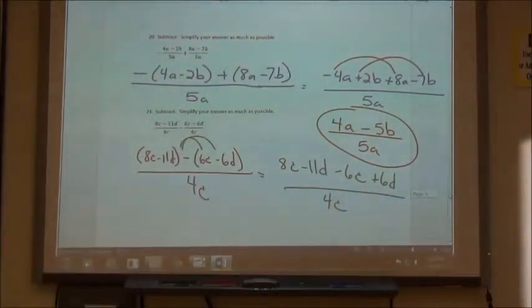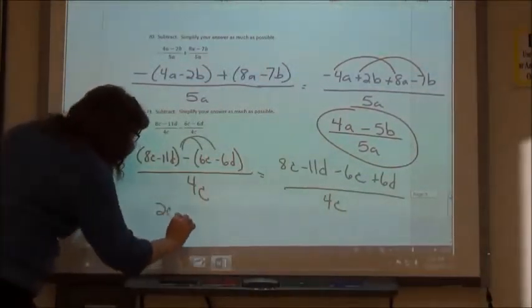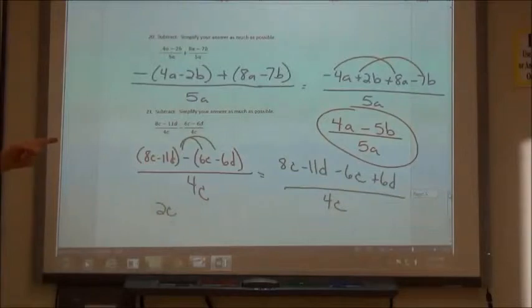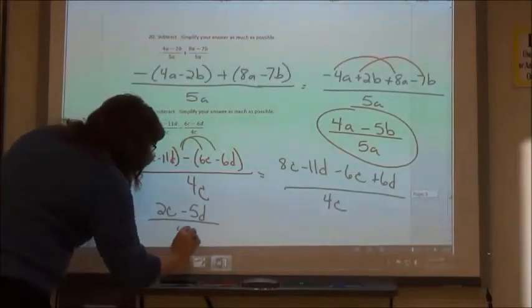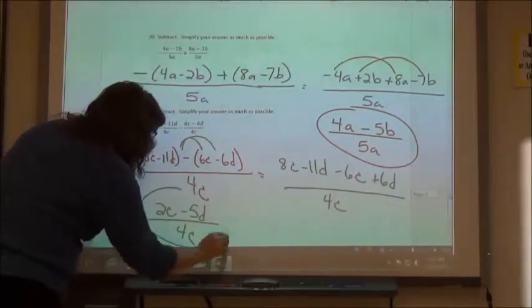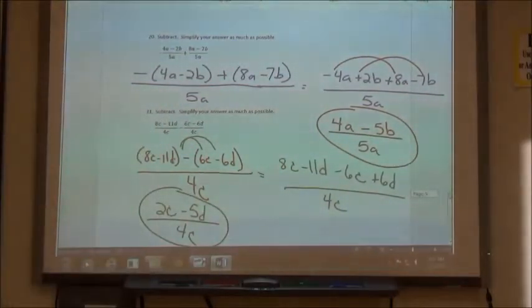Combining my like terms, 8c minus 6c would be 2c. Negative 11 plus 6 is going to be negative 5d over my 4c. Again, I can't simplify that fraction, so I'm just going to leave it like that.